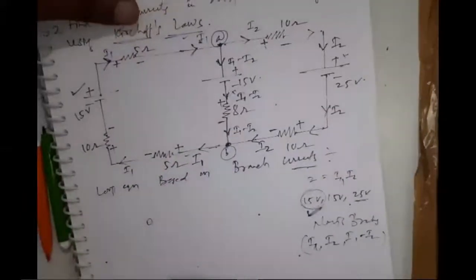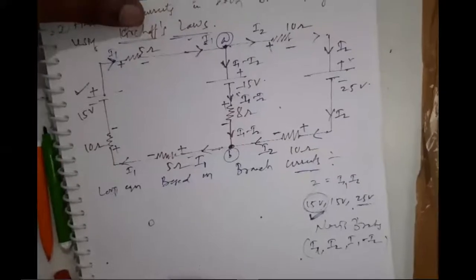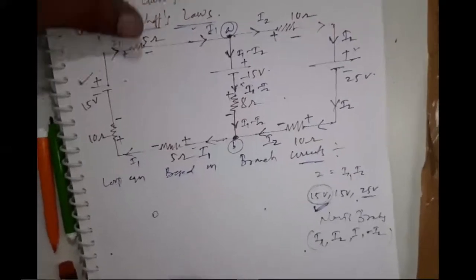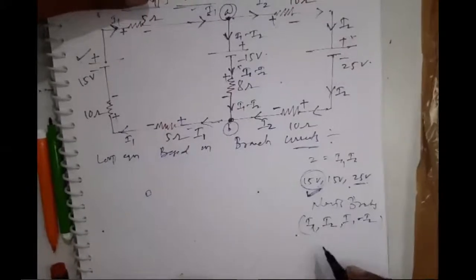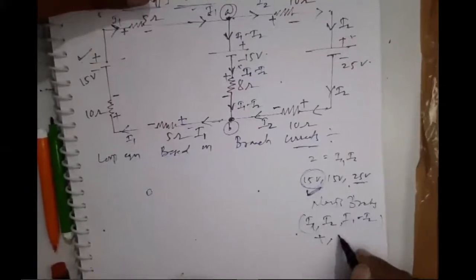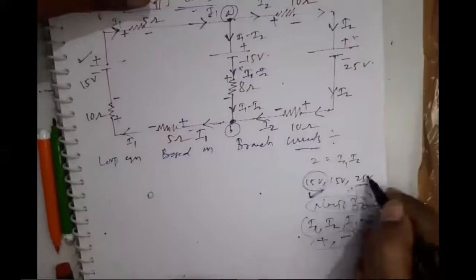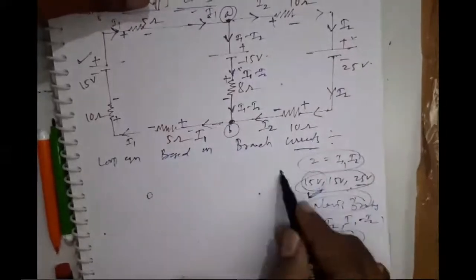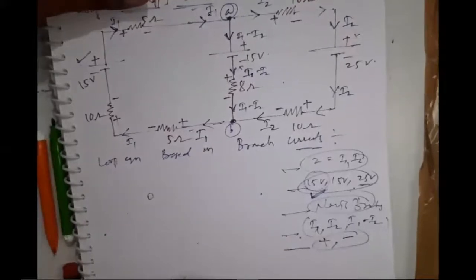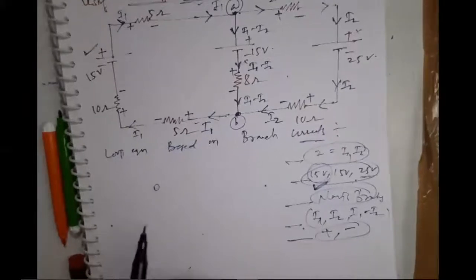Hope you are clear about the directions. These directions are very important. Based on this direction, you need to indicate the signs. You should strictly follow rule number 4. I am indicating positive and negative signs. So here I am done with rule number 4.